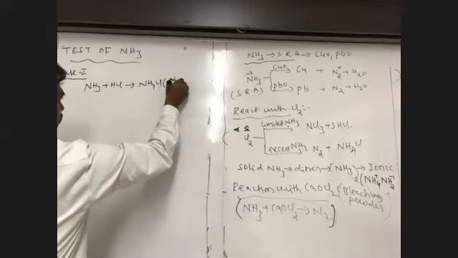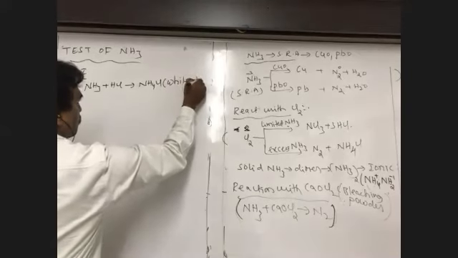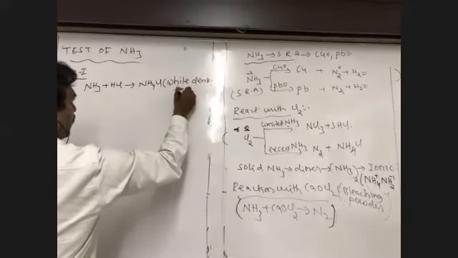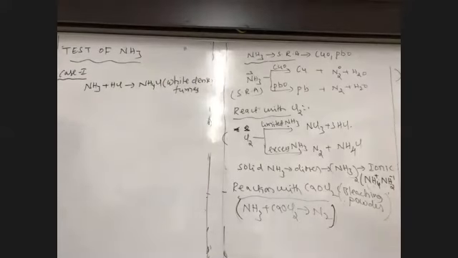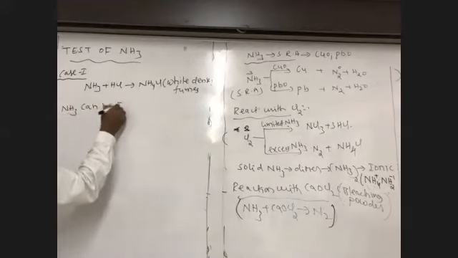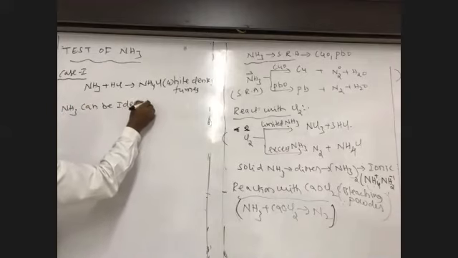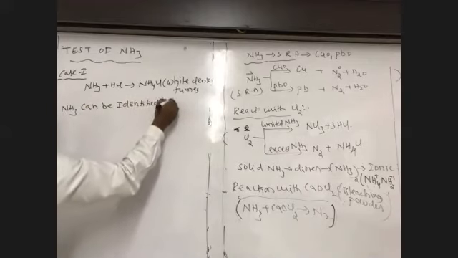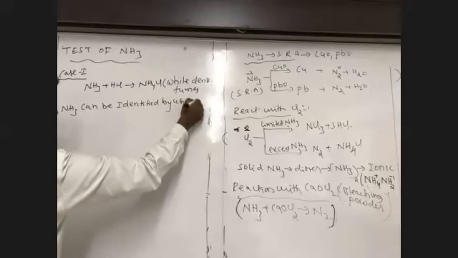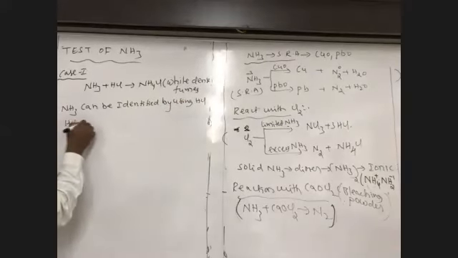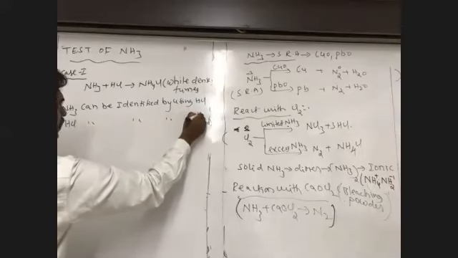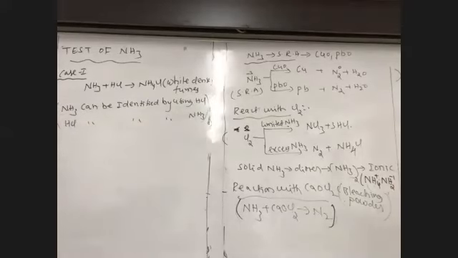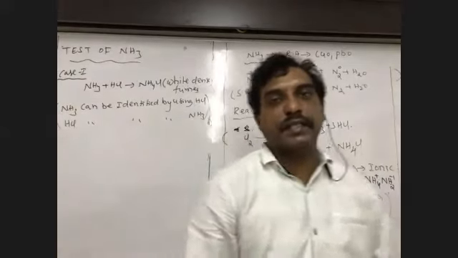Here NH4Cl exists as white dense fumes. In this case, NH3 can be identified by using HCl, and HCl can be identified by using NH3, and vice versa.